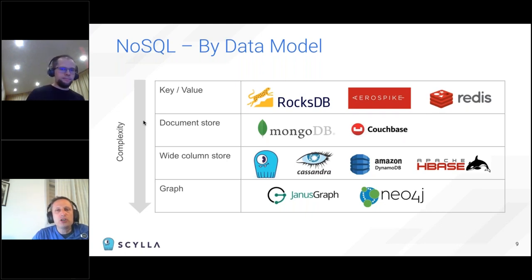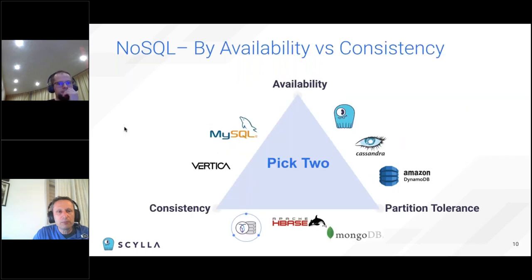And I apologize in advance: everything that I'm showing in the next two slides, know that this is a simplification. You can think of DynamoDB, for example, as a key-value store as well. You can think of Aerospike as a wide column store. So I apologize in advance to the experts in the crowd for this simplification.